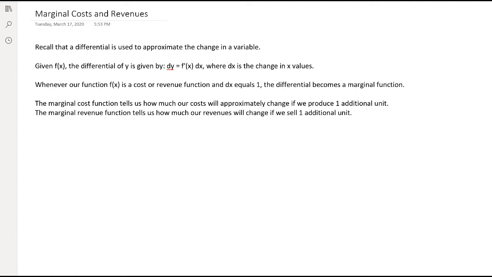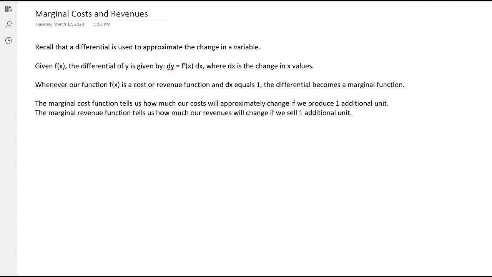If we're given some function f of x, we said the differential of this function is given by dy equals the derivative of the function multiplied by dx, where dx is the change in the x values. Here's the new part: whenever our function f of x is a cost or revenue function, and dx is specifically equal to 1, then this differential actually becomes a marginal function.